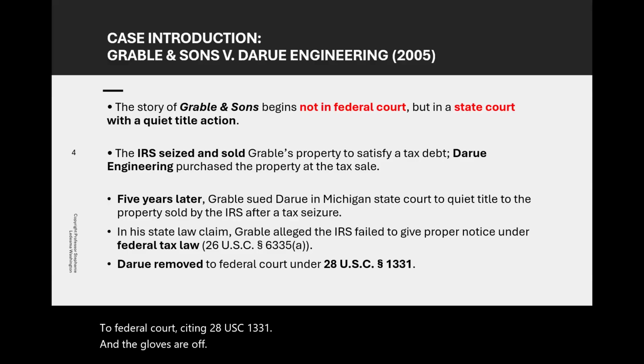This is the core question that Grable forces us to confront. What do we do and how do we classify a state law claim that carries within it an embedded federal law question?